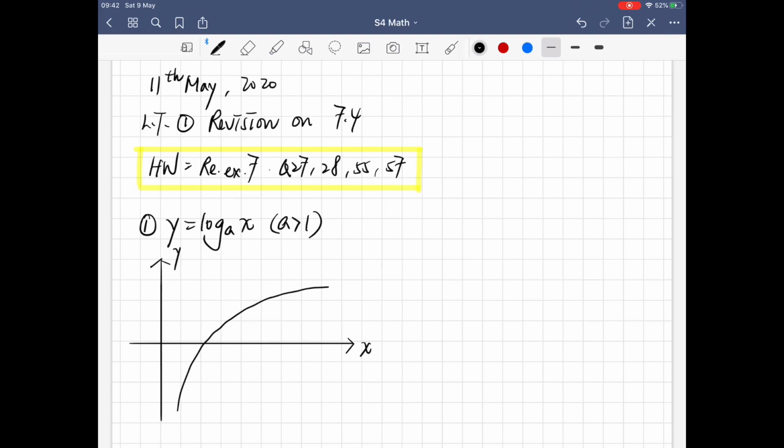The first thing I want to remind you is the graph of y equals log x with base a, where a is greater than 1. The graph looks like this, and I can give you an example: for example, it is y equals log x with base 3.